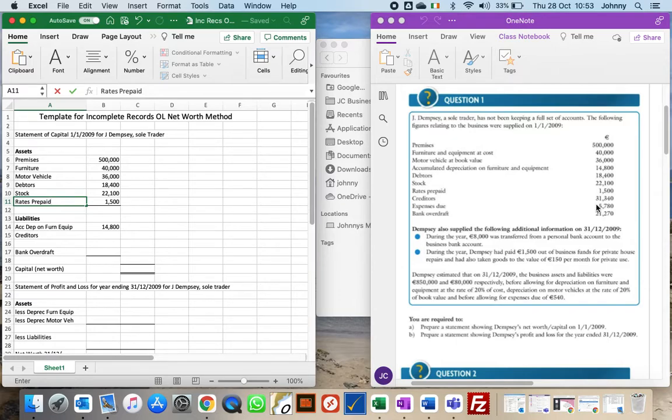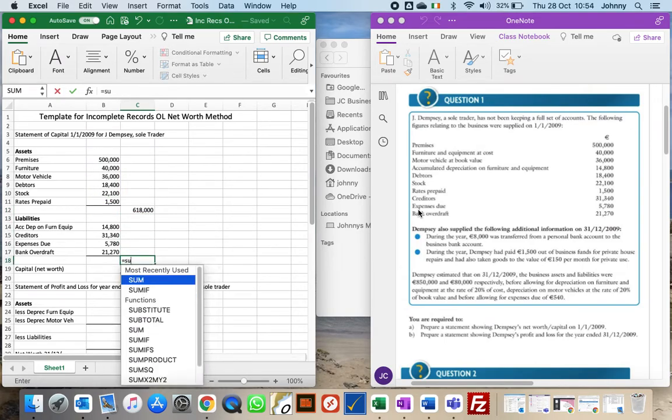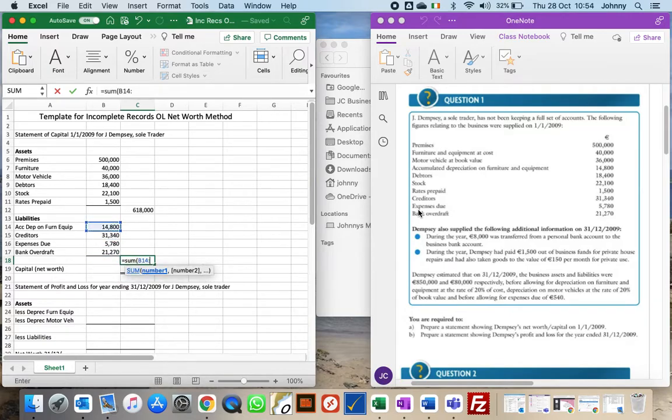Creditors, so that's 31,340, a liability. And I've got expenses due, 5,780. And I've got a bank overdraft of 21,270. So what I'll do now is I'm going to add up all my assets and I'll add up all my liabilities, and the difference between the two of them is going to be the net worth of the business, what the business is worth at the beginning of the question, or beginning of the year that we're dealing with.